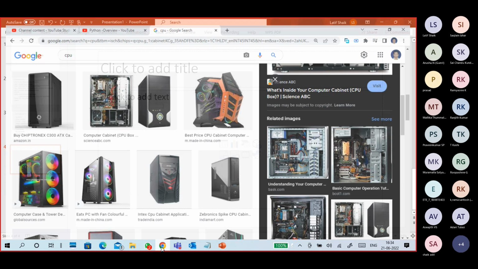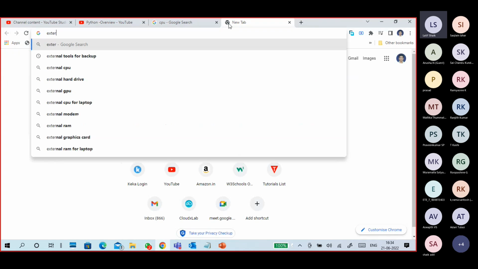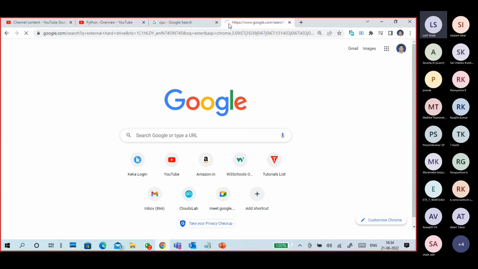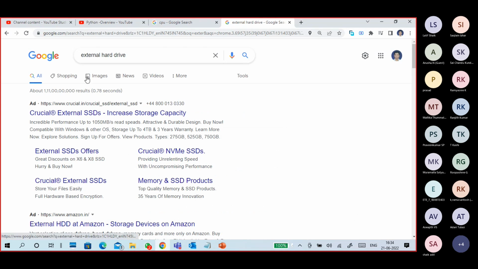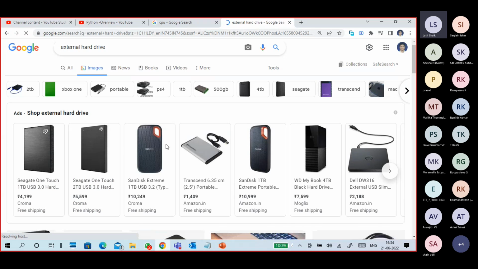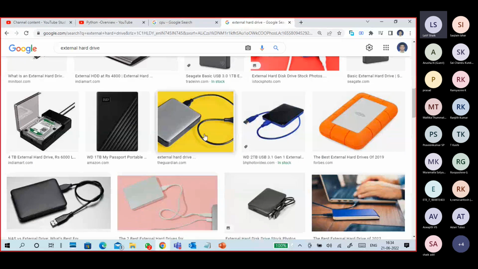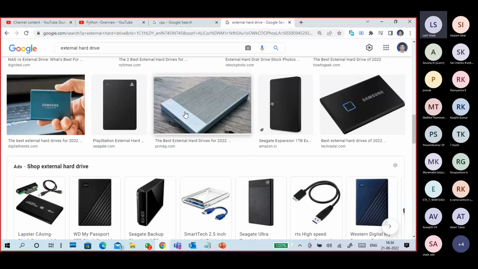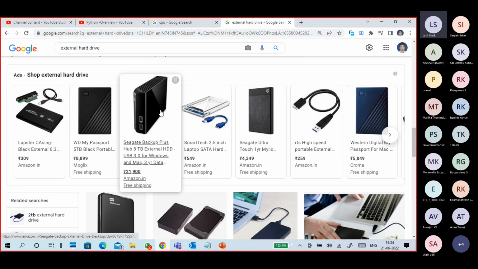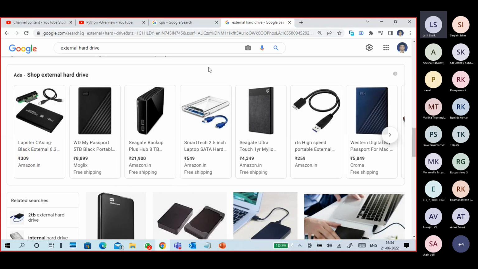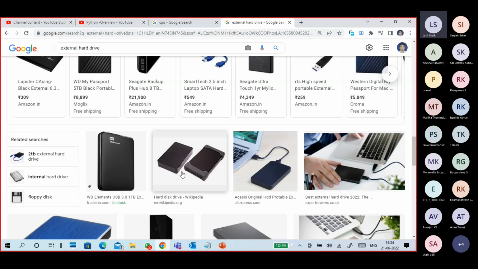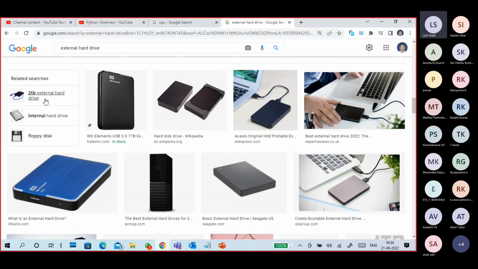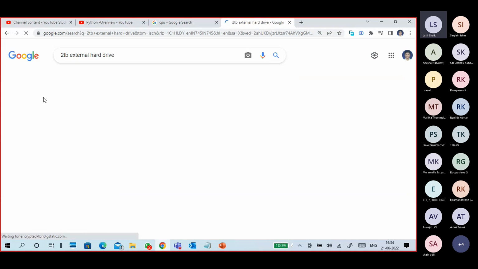Very good question. External. Okay, and nowadays it is compulsory to buy an external hard disk. Nowadays people are purchasing laptops which have very little disk space. You know, earlier 1 TB was not enough. Now people are going with 256 GB SSDs internal. Now it is not enough. So better to buy 1 TB or 2 TB of external hard disk.